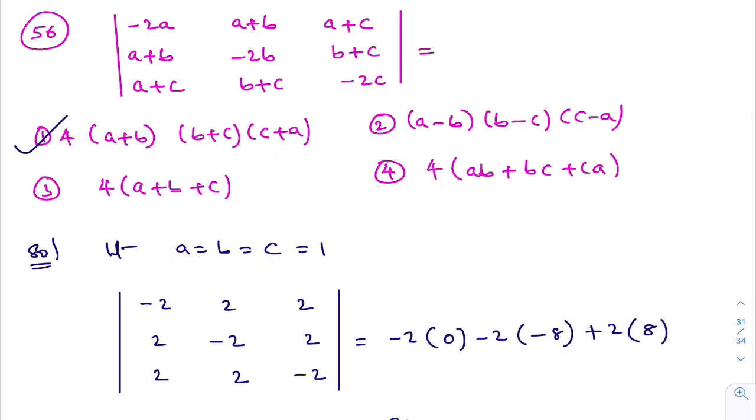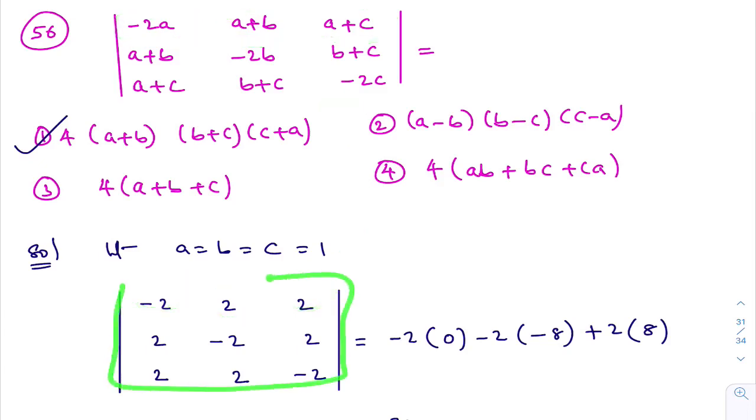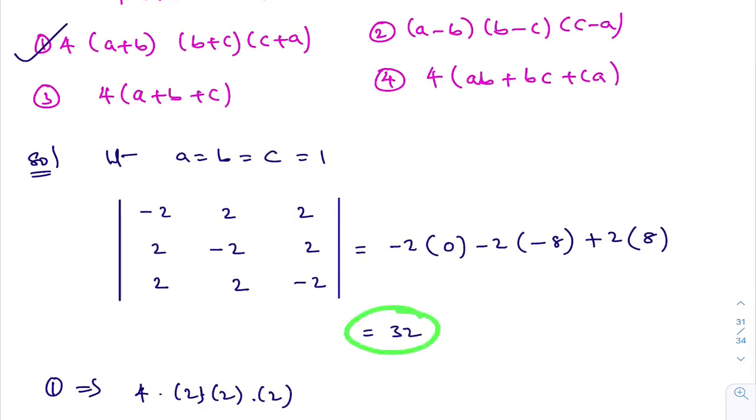Okay. Right, so I put a equal to 1, b equal to 1, c equal to 1 in this. When I put a equal to 1 in this, this is minus 2. When I put a equal to 1, b equal to 1, this is plus 2, and this is 2. Like that, when I substitute these values in this determinant, I got these values. Now I'll expand this determinant. You know how to expand the determinant. So when I expand this determinant, what happened? I got 32.